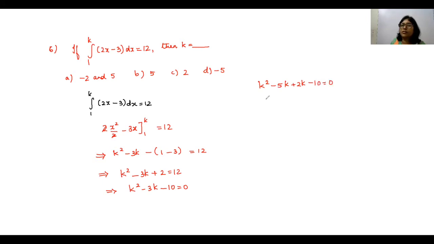The factors are k minus 5 and k plus 2, and so the value of k is 5 or minus 2.